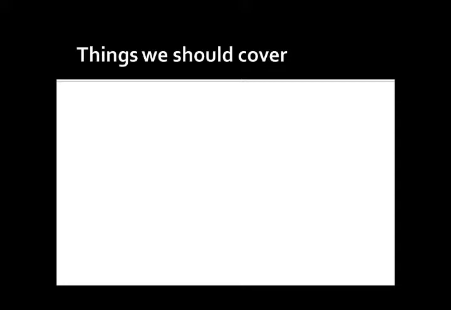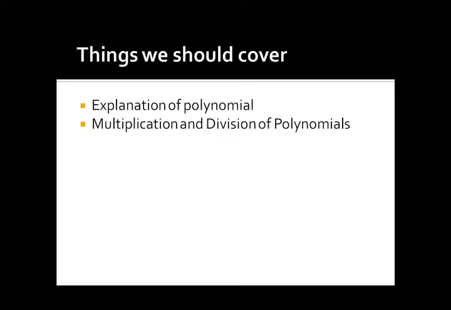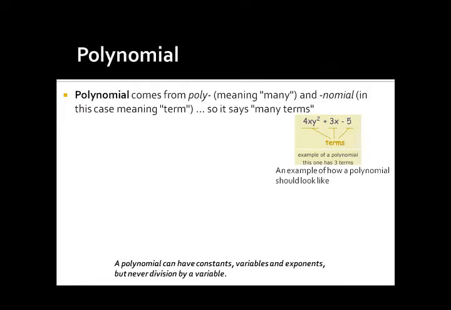The things we should cover in this episode: explanation of polynomial, multiplication and division of polynomials. So what is a polynomial? Polynomial comes from poly, meaning many, and nomial, in this case meaning term. So it says many terms. An example of how a polynomial should look. In this polynomial here, it consists of 3 terms.